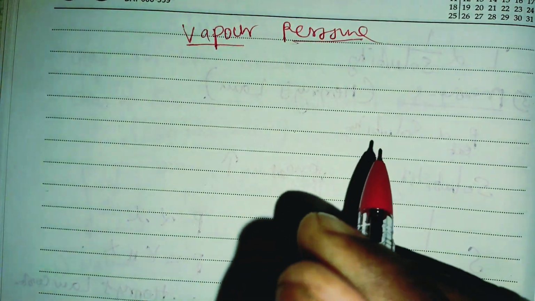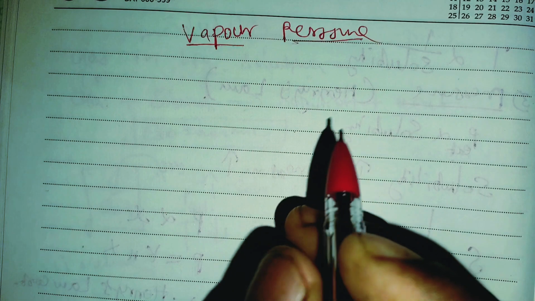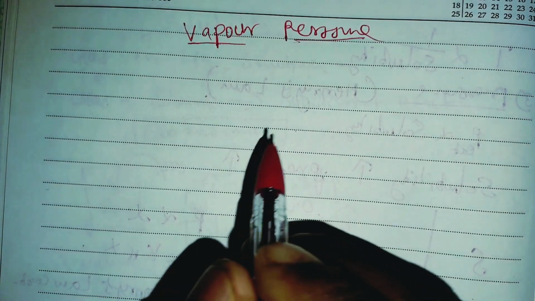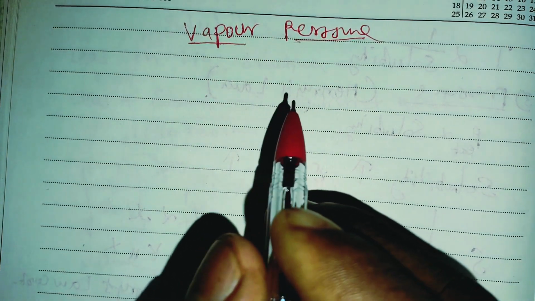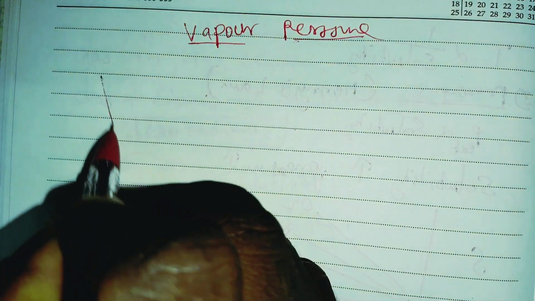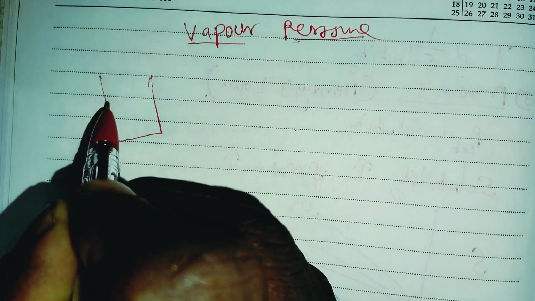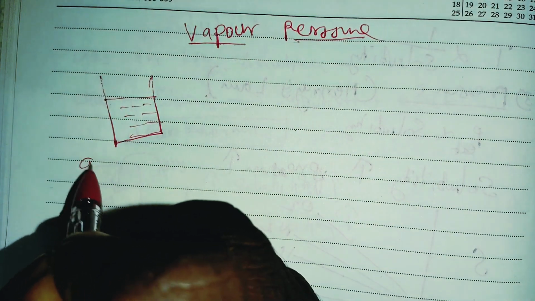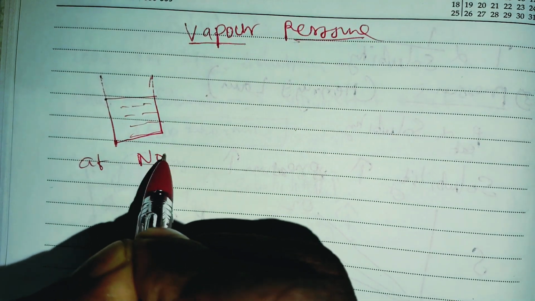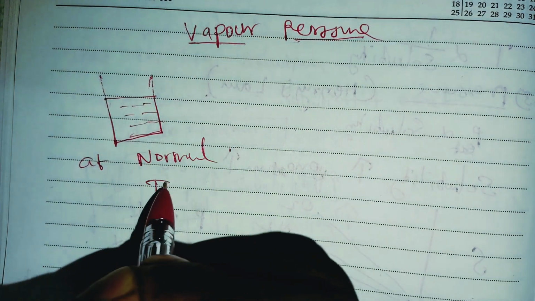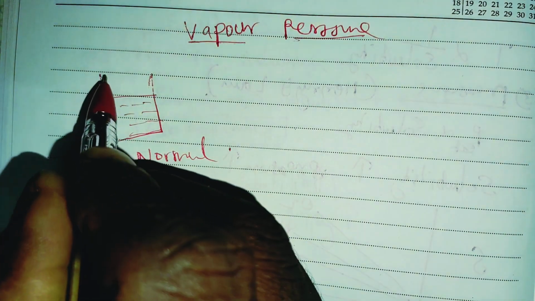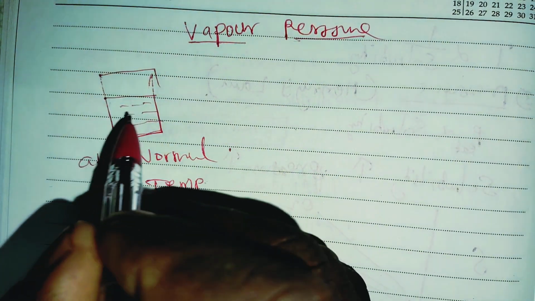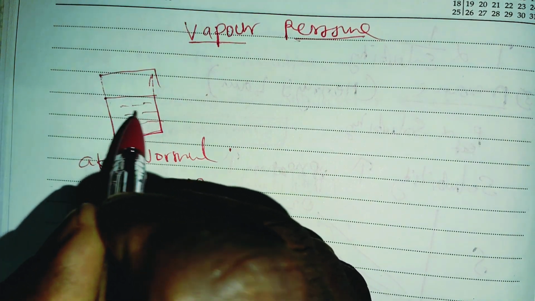Actually, the vapor pressure at a constant temperature, the pressure exerted by the vapors of a liquid on its surface when they are in equilibrium, is known as vapor pressure. In general, take a beaker containing a liquid at room temperature, the normal temperature. This system is closed, at normal temperature and normal pressure, and the liquid has some amount of thermal energy.